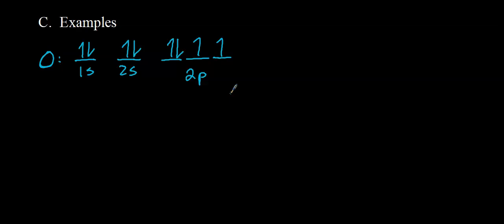All right, want to try a harder one? Go ahead and draw the orbital diagram for iron. If you need to, write out the electron configuration first. I prefer you not to, but you can if you want. And then draw the orbital diagram. Pause the video and we'll compare when you're done.